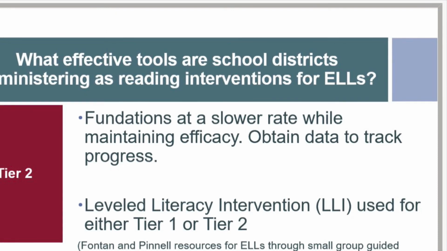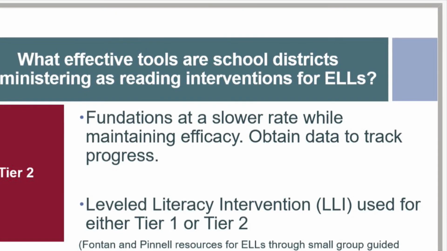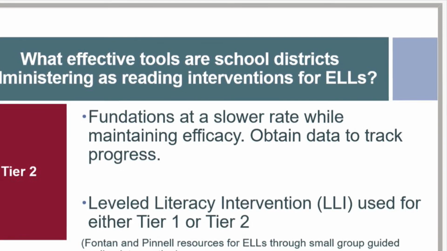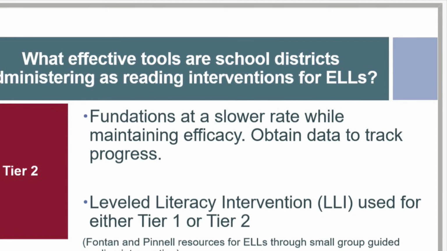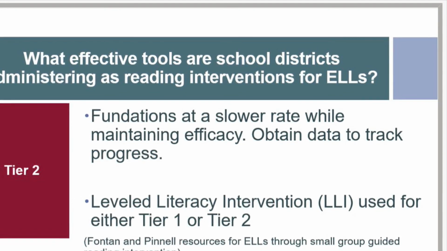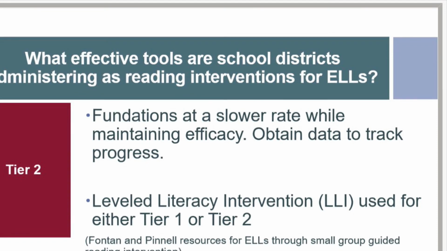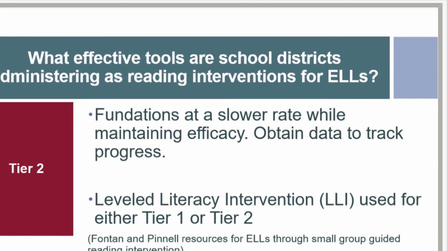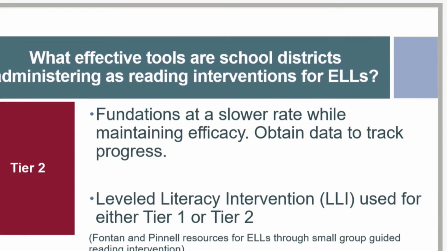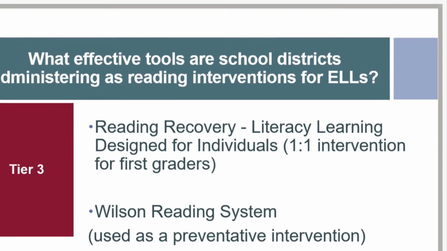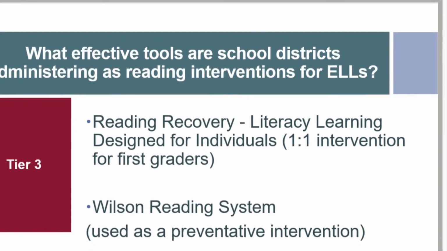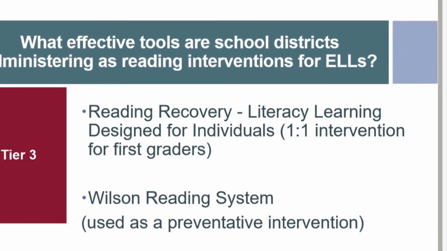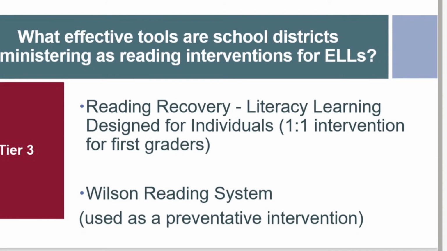For Tier 2, they're considering foundations at a slower rate while maintaining efficacy, so they obtain data to track progress and decide if the child needs a more intensive service. They're also doing Leveled Literacy Intervention for Tier 2, which includes Fountas and Pinnell resources for the ELLs, and they do that through a small group guided reading program. For Tier 3, they're doing reading recovery, which is literacy learning designed for individuals on a one-on-one intervention basis for first graders. And they're also doing the Wilson reading system.